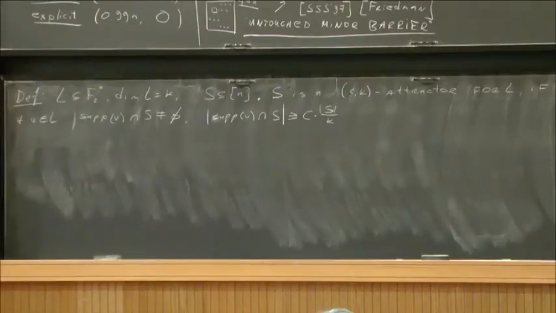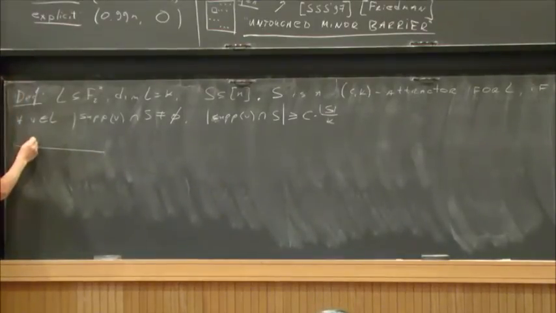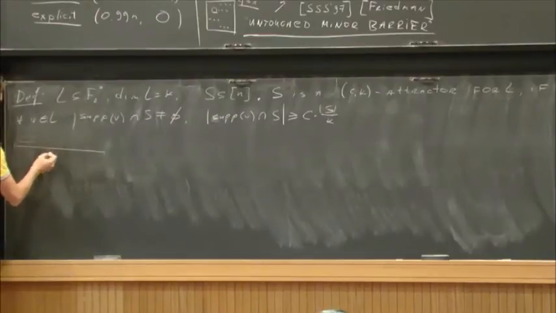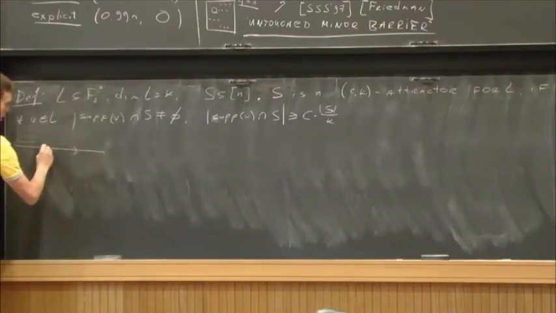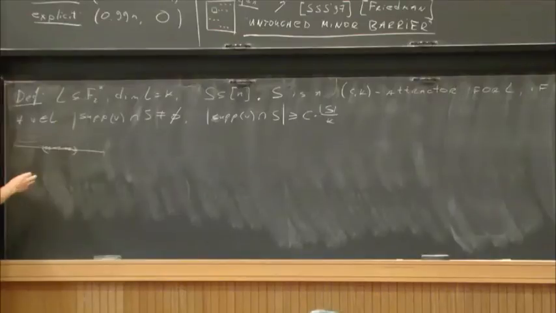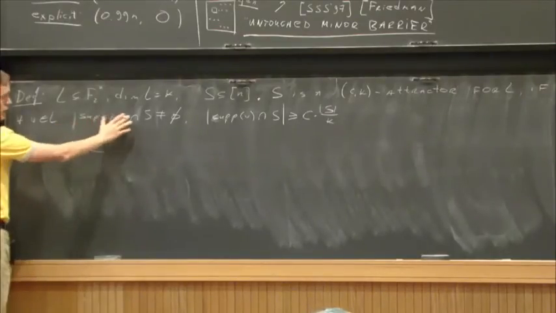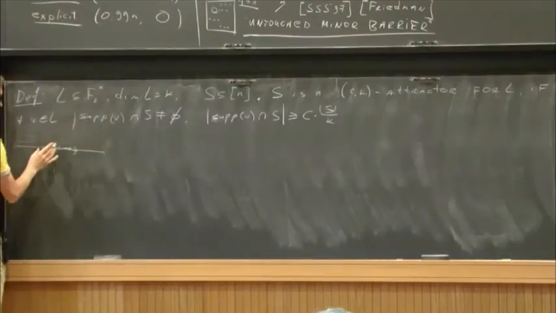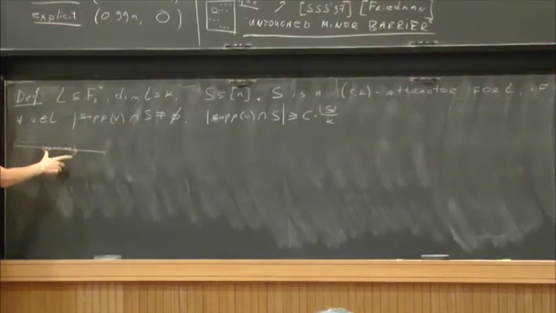So the intuition is, what is an attractor, right? I have this linear space L. I only care about the supports of its code words. So there are all the supports sitting around. And then I say that some subset of coordinates is an attractor if it has the following property: if some code word touches it, so if its support intersects it, then in fact it intersects it by a lot.